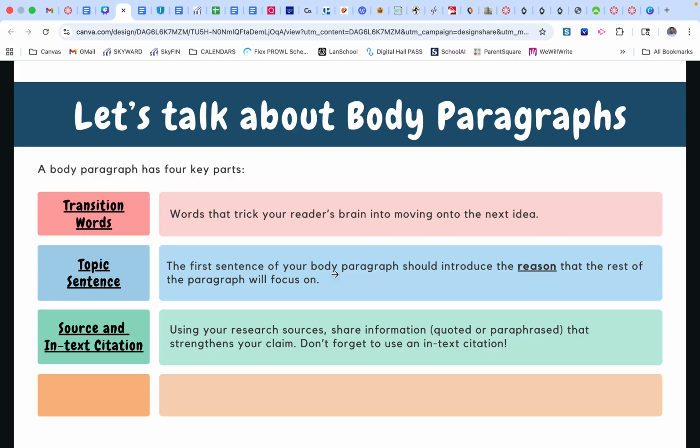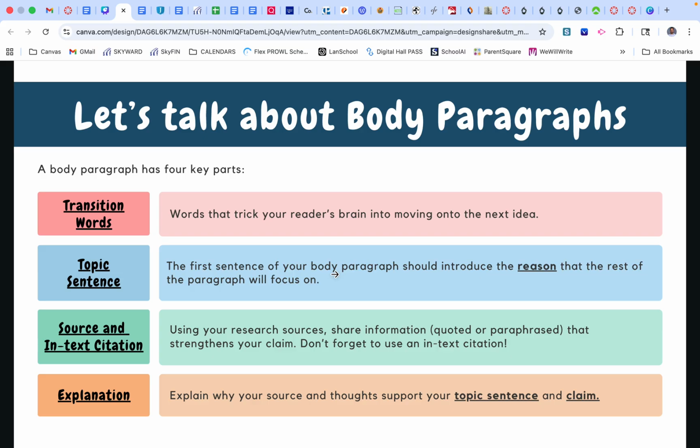Usually body paragraphs, because you're using your research sources, the online databases and all that info you used for your ABC book, because you're using other people's words, you're going to share information that strengthens your claim, strengthens that reason that you were just talking about. And how you do it is through an in-text citation. And I will totally show you how to use that. It's pretty easy, and there's even a button on Google Docs that'll do it for you.